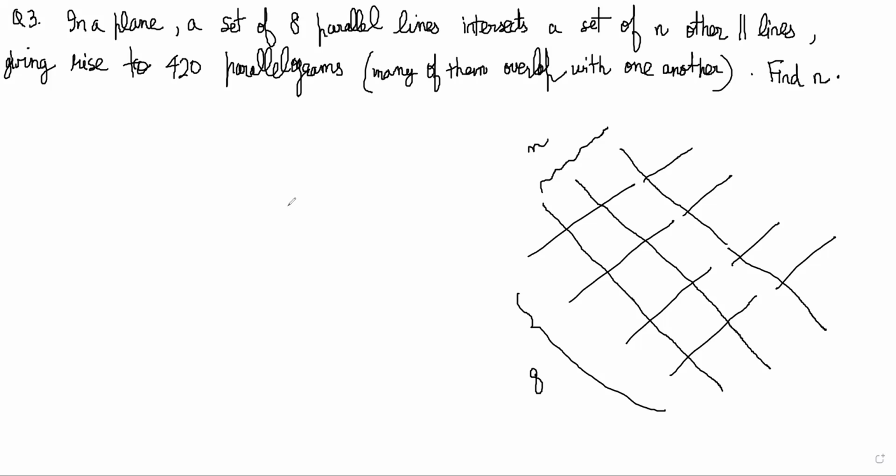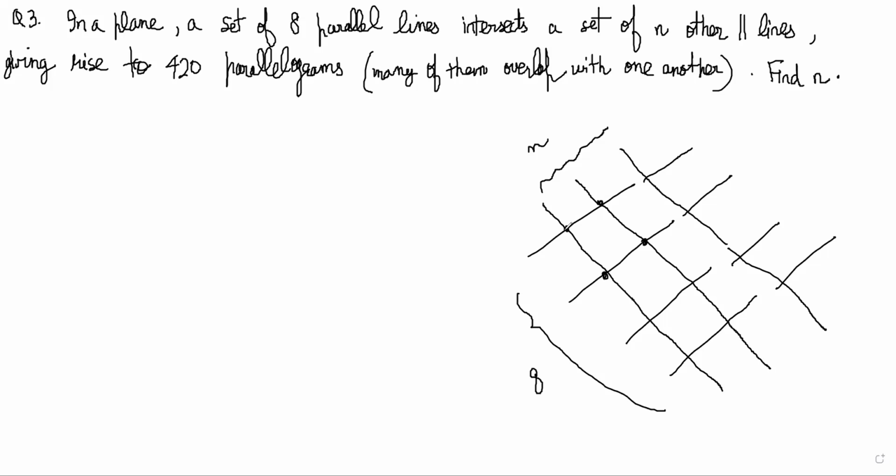How many parallelograms will you make? How will you make parallelograms here? To make a parallelogram, what do you have to select? Vertices, right? 4 vertices you have to select, no? Yeah, four intersection points. To make one parallelogram, you have to select one vertex here, one vertex here, one vertex here, one vertex here, right?